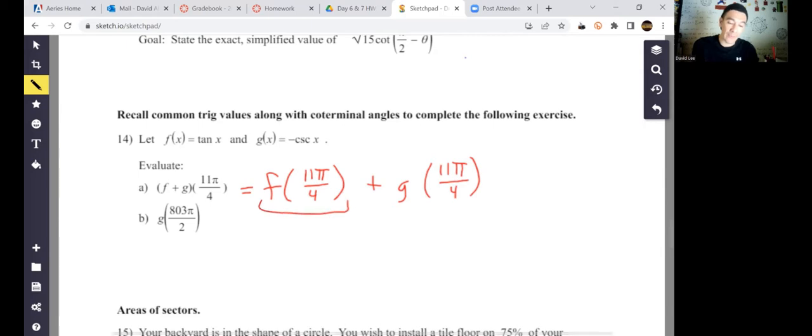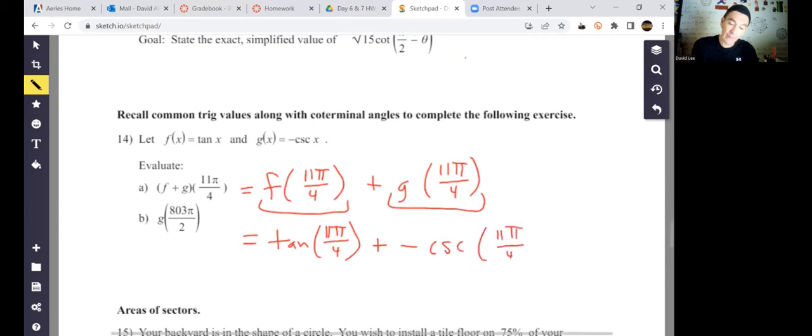So now, what do I do with this? This is telling me to go to function f, which is this one, and to plug in this number for the x's. So I take this fraction and plug it in there. So this would equal the tangent of 11 pi divided by 4 plus, now what do I do with this? Kind of the same thing. You take that and plug it into function G, which is given by negative cosecant of 11 pi over 4, right? And then just go calculator.